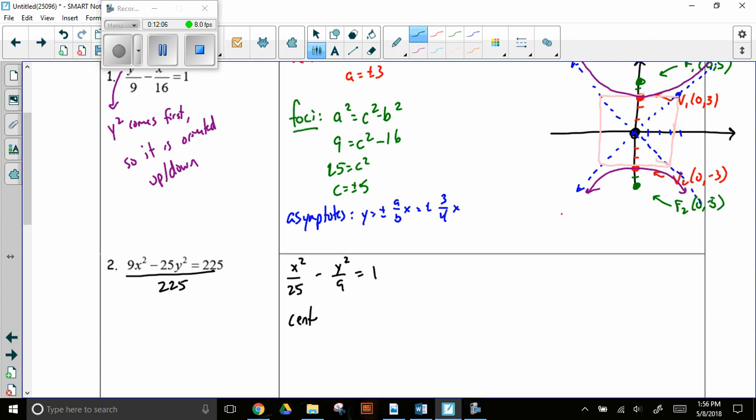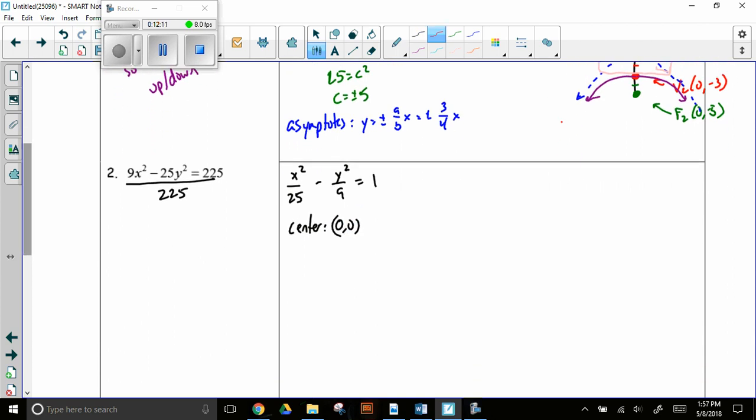Our center here is going to be 0, 0 again. Our vertices are plus or minus a. So in this case, a is plus or minus the square root of 25, and so plus or minus 5, 0 is going to be our vertices. By the way, this is oriented left, right, since x squared is first.